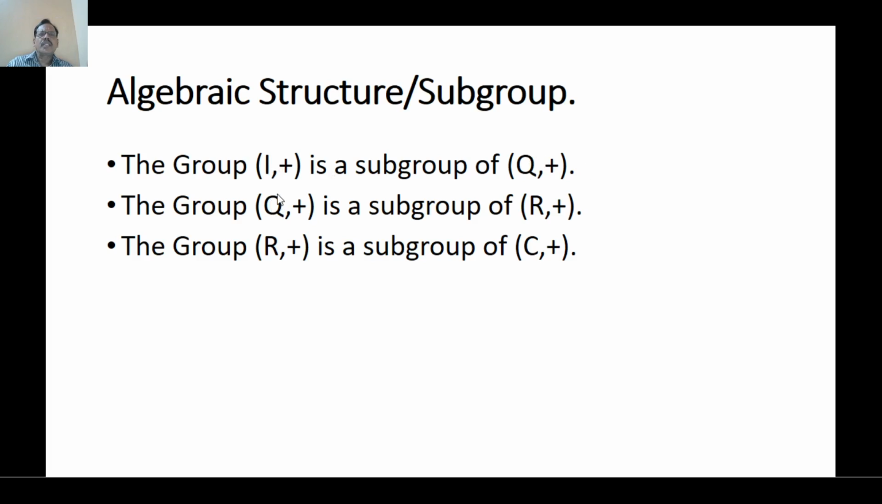Similarly, the set of all rational numbers is a subgroup of R plus. So these are all under addition. The group R plus is a subgroup of C plus. So here I is a subset of Q, Q is a subset of R, which is a subset of C, whereas Q, R and C are groups and these are called subgroups. I is a subgroup of Q, Q is a subgroup of R, which is a subgroup of C.